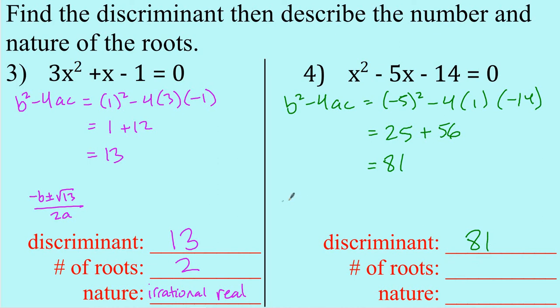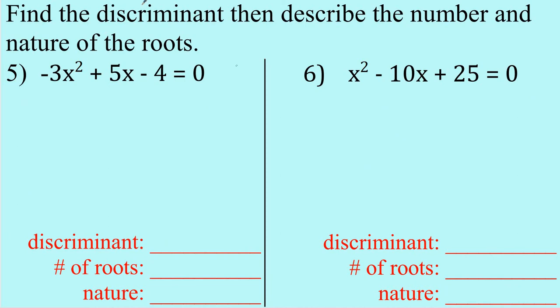All right, now think about your answer. If you were actually doing the quadratic formula, it would look like this. Well, the square root of 81 isn't 0, so I know I'm going to have two roots. And since the square root of 81 is a nice number, then I know this is going to simplify. I would not leave that there unless that radical had to stay, and it doesn't. So I'm going to have two rational real roots. Okay?